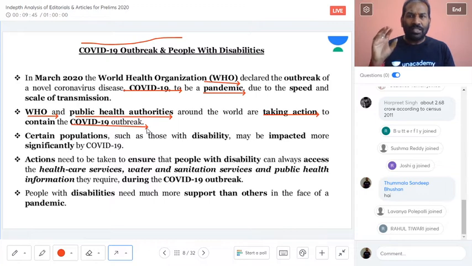So when it is a pandemic, it is the responsibility of WHO, the public health authorities internationally and nationally, the respective governments, and the citizens also, to contain the spread of the virus. That is why the national lockdown has taken place.